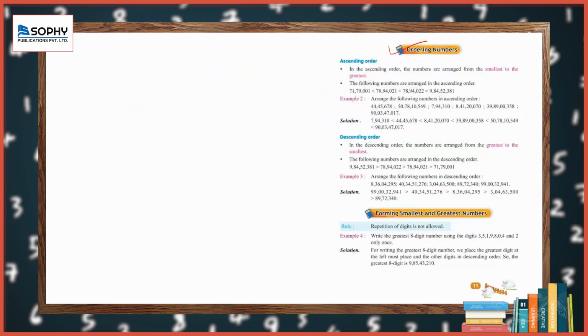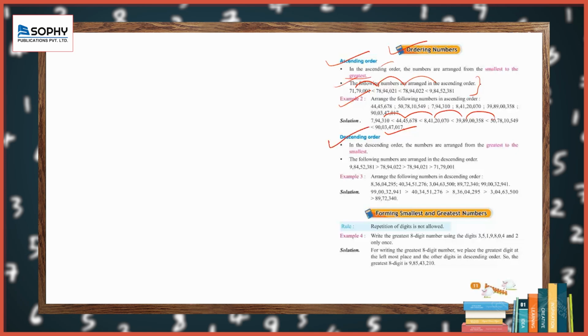Next is ordering numbers, ascending order. In ascending order, numbers are arranged from smallest to greatest. These are the numbers arranged in, here is the smallest one, then smaller, then the greater, and then the greatest. Here is the example. We have to arrange the numbers in the ascending order, students. So firstly, we put the smallest, then the smaller one, then the greater one, and then the greatest.